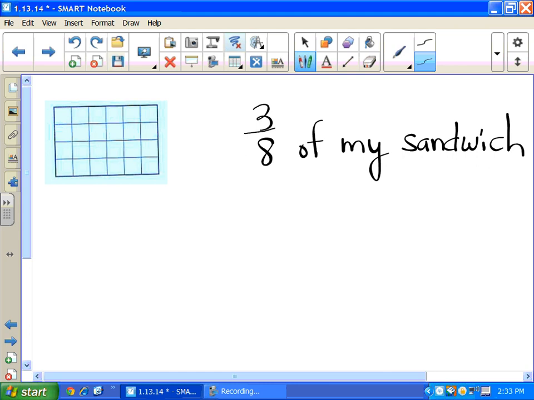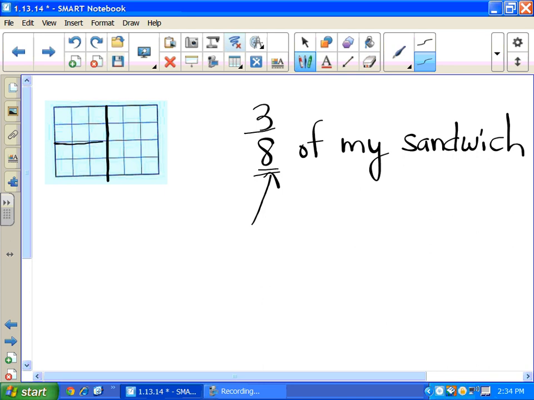All right, so let's take a look. First, we want to look at how many equal pieces or parts I must divide my sandwich into. Well, our denominator tells us that, which is 8. So I must see if I can divide this into 8 equal pieces. If you remember what we did in class today in eighths, we first did a half, and then we folded and got fourths, and we folded again and got eighths. So let me first divide this into halves.